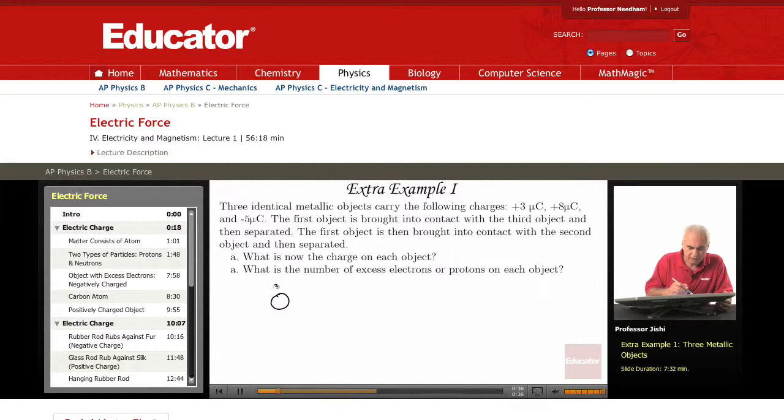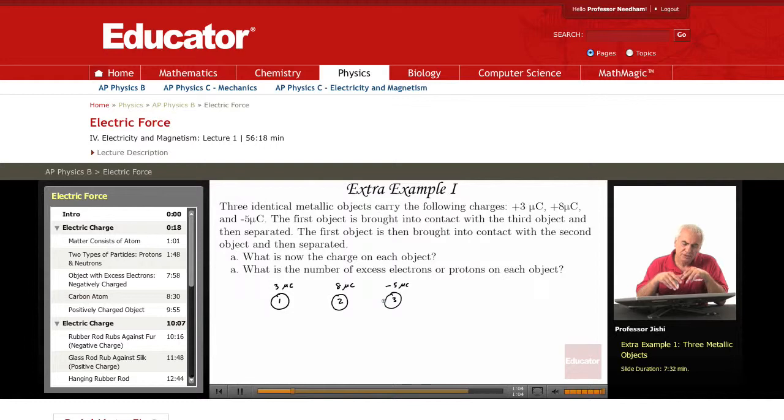There's 3 microcoulombs here. Remember that the micro is 10 to the -6, one millionth. Here we have another one, 8 microcoulombs, and -5. This is number 1, number 2, number 3.